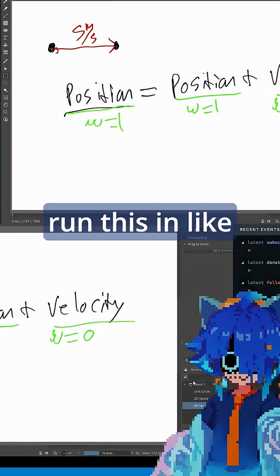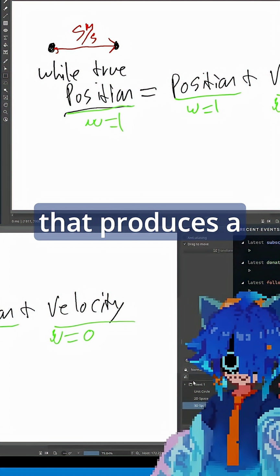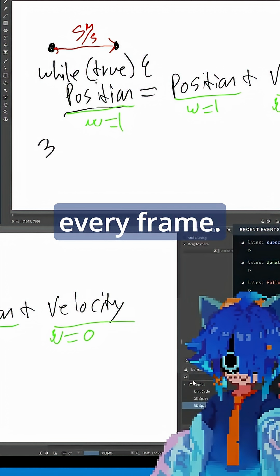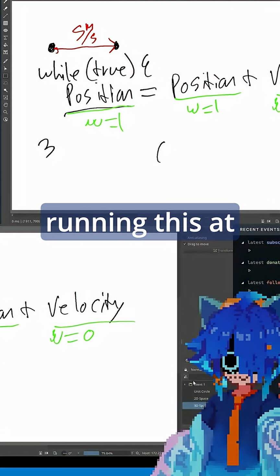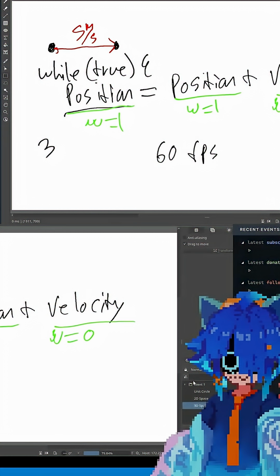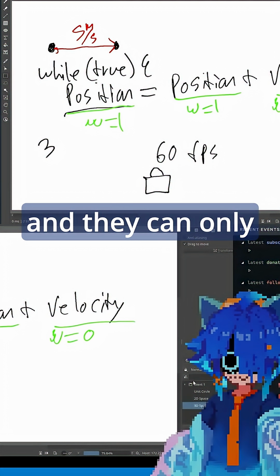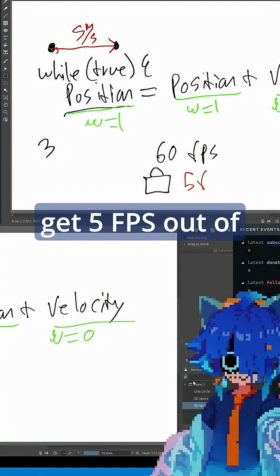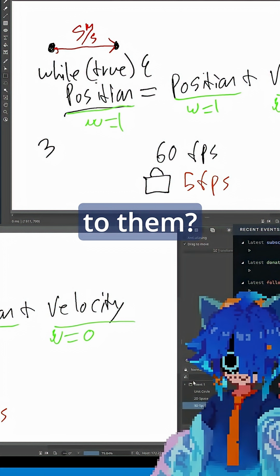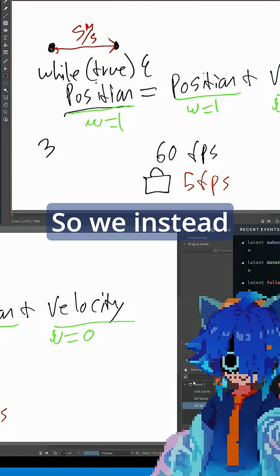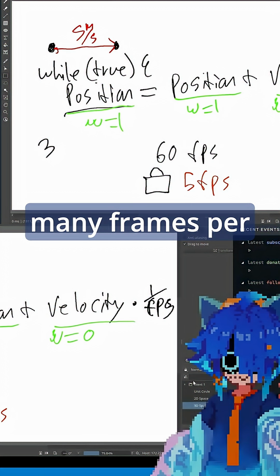We would want to run this in like a while true loop that produces a new position every frame. So I'm happy. I'm running this at 60 FPS, and it looks great. But my friend is running our game on their toaster, and they can only get 5 FPS out of their toaster. So what happens to them? Well, we're going to wind up moving a whole lot faster than they are. So we instead want to multiply by 1 over FPS so that the velocity update is consistent no matter how many frames per second we're getting.